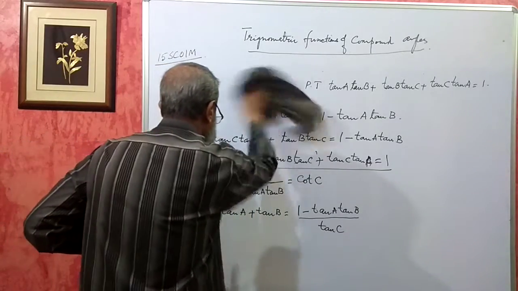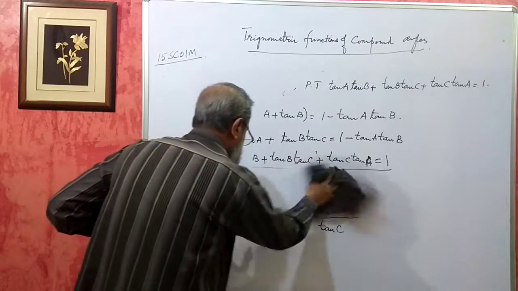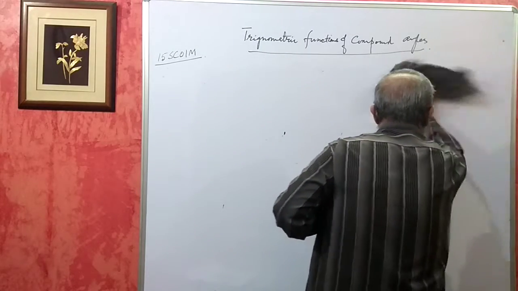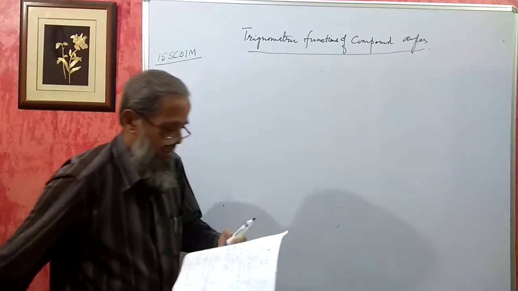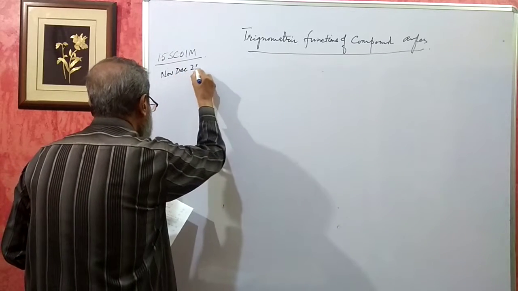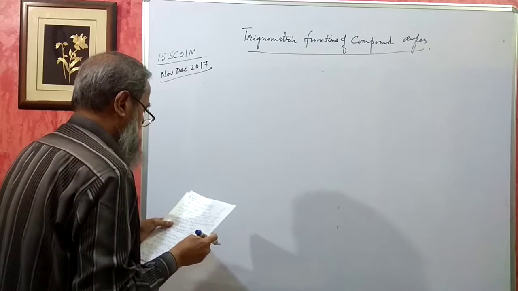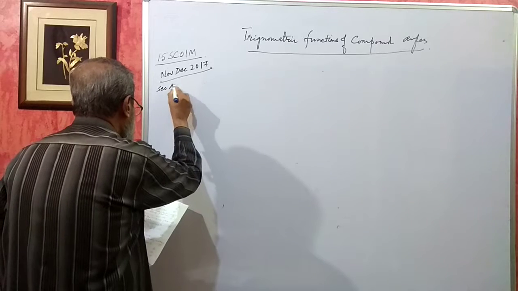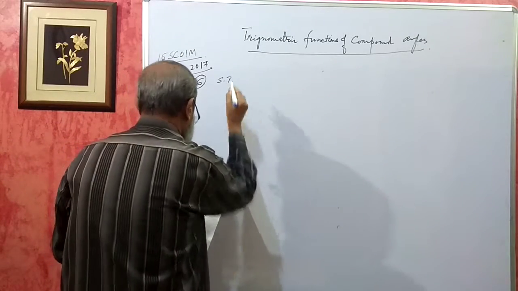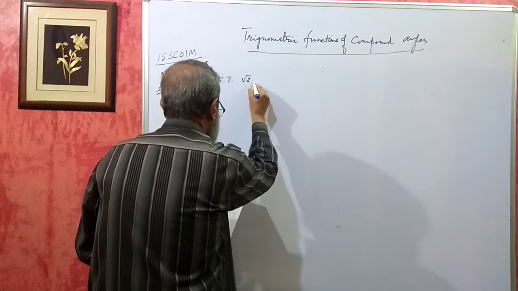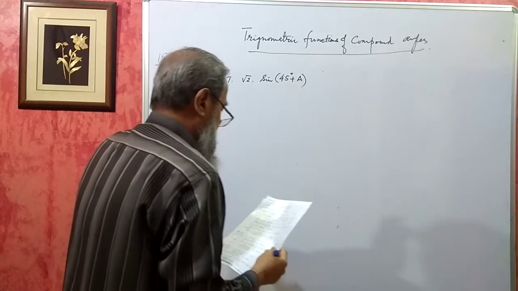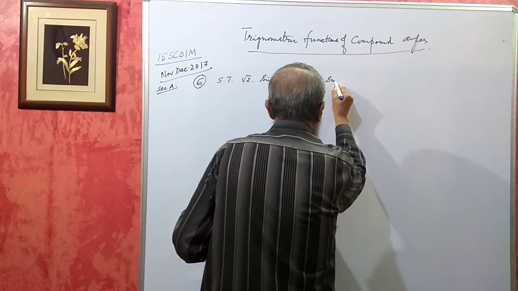Next, I move to the November 2017 paper, same 15SC01M, section A, problem number 6. Show that root 2 into sine of 45 degree plus A is equal to sine A plus cos A.